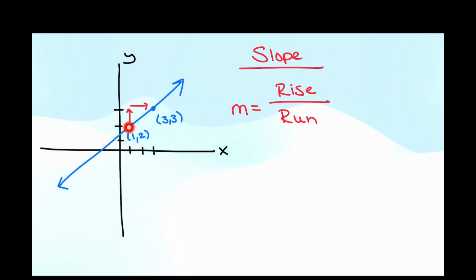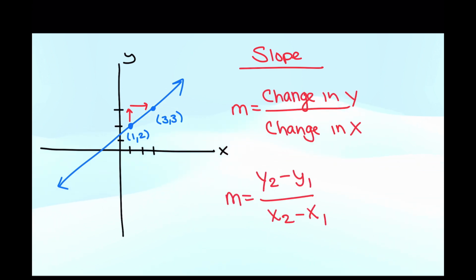So that means as we move from one point to another on the line, the rise is how much do I have to go up, and the run would be how much do I have to go over. In the example that I have drawn, to get from the point 1, 2 to 3, 3, my rise would be, I'm at y equal 2 and I have to go up 1 unit to get to 3, so rise is 1. But from x equal 1 to x equal 3, I actually have to go over 2 units, so my run would be 2. That makes my slope 1 over 2, or 1/2.